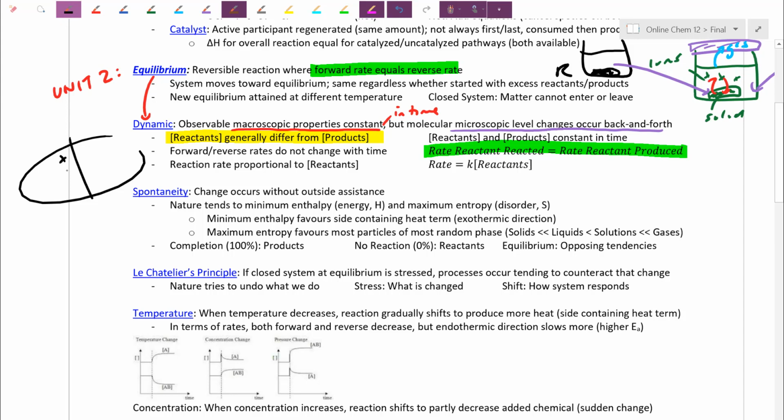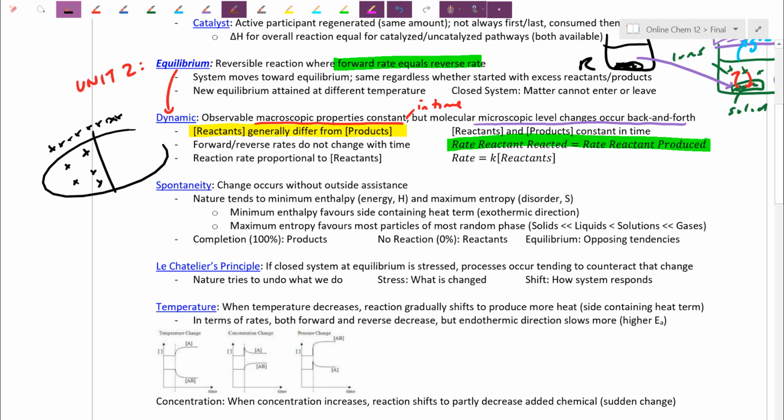For your hockey game, I should have 3 forwards there. I can have 2 defensemen here. I can have any number of players on the bench, right? So when I say the reactant concentrations are generally not equal to products, well, I only have 5 skaters on the ice. I have maybe 20 players just waiting there. The 5 does not equal 20.